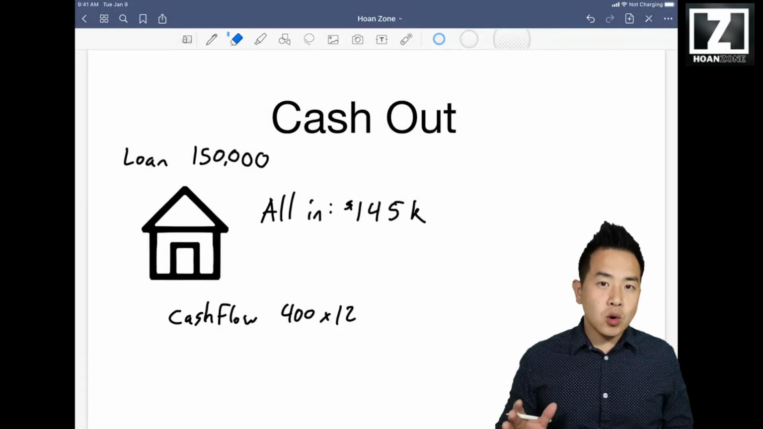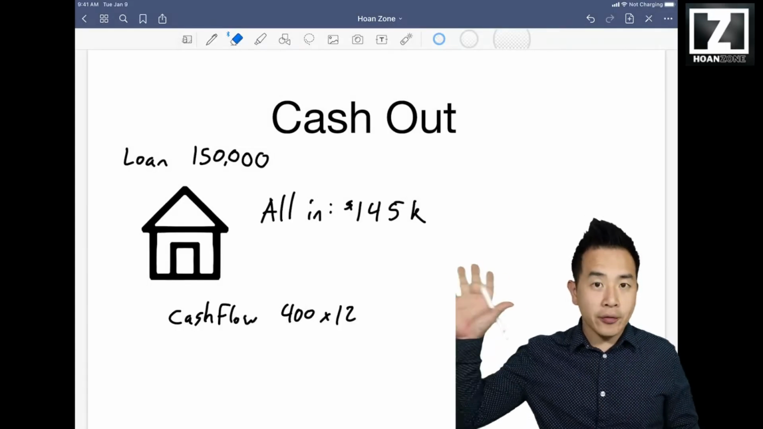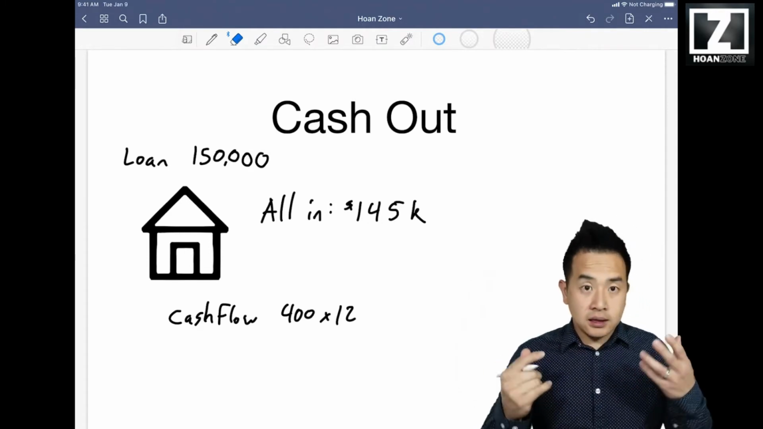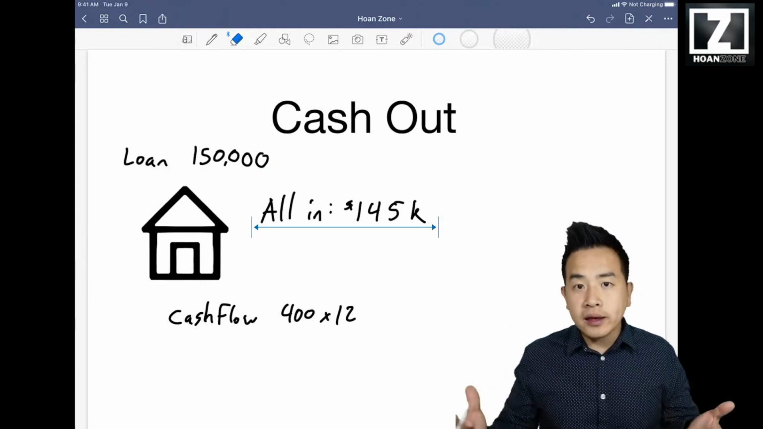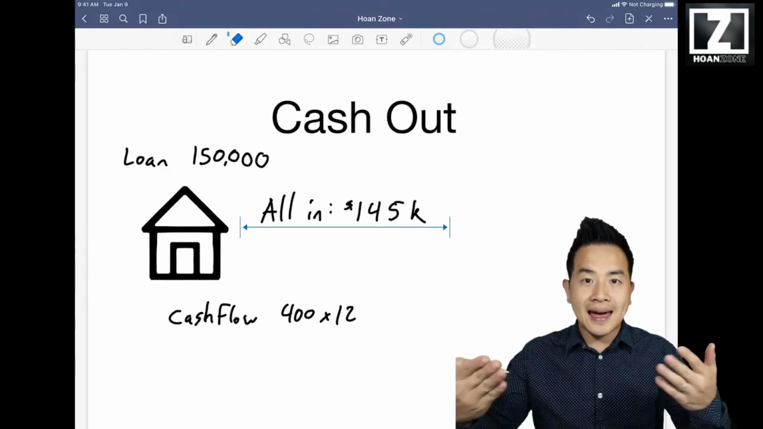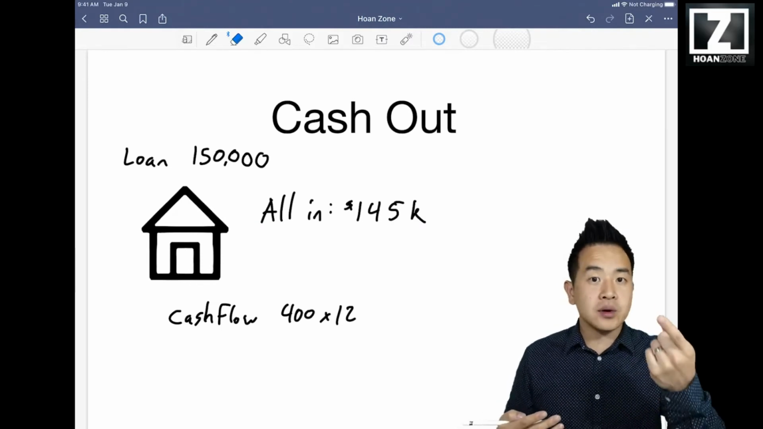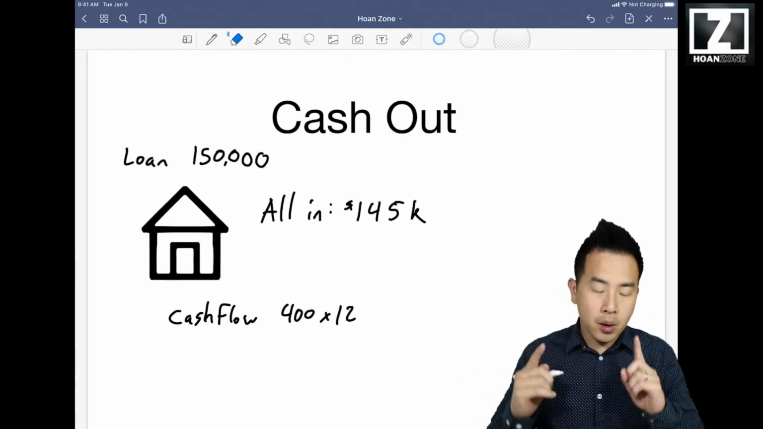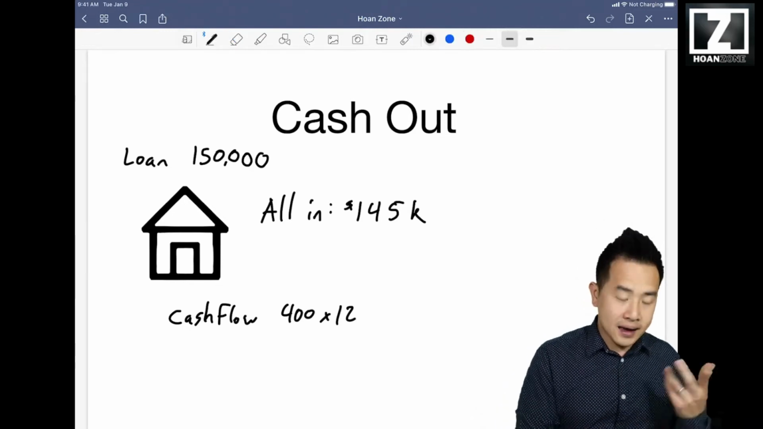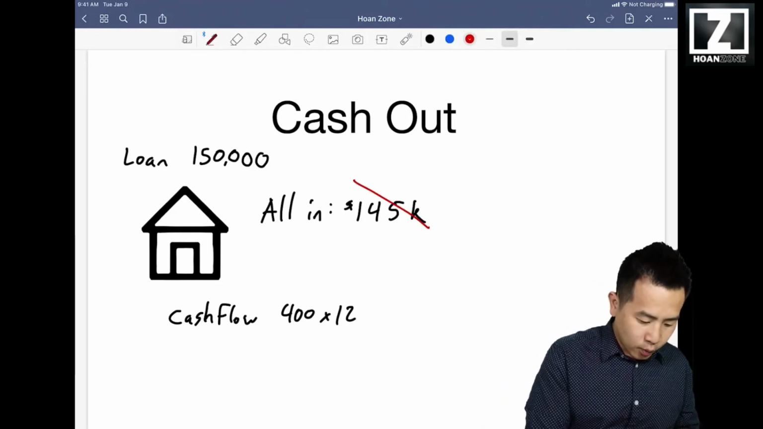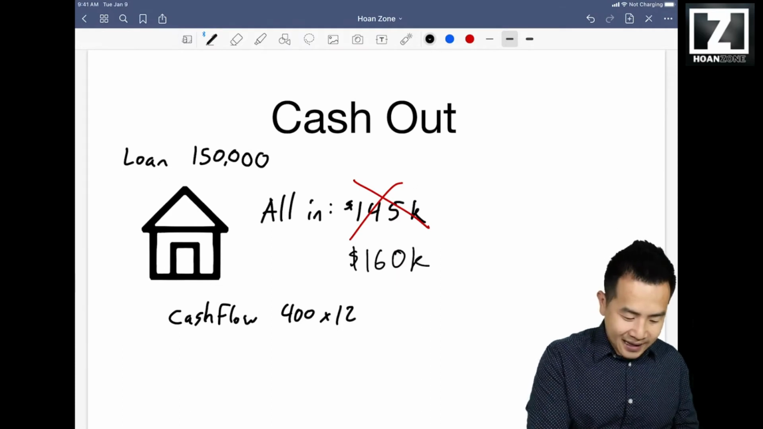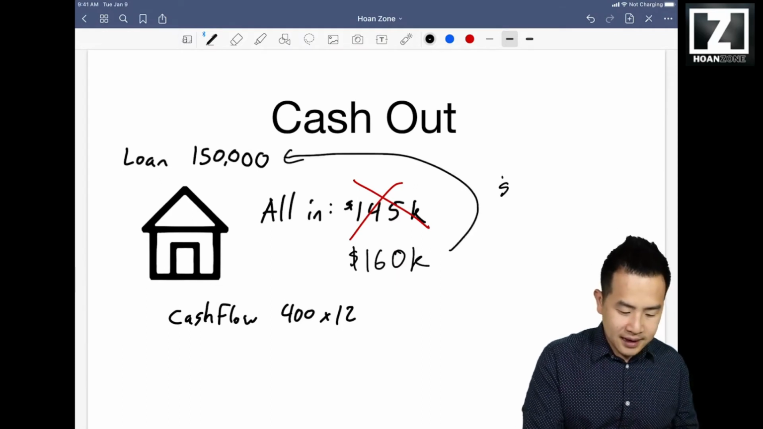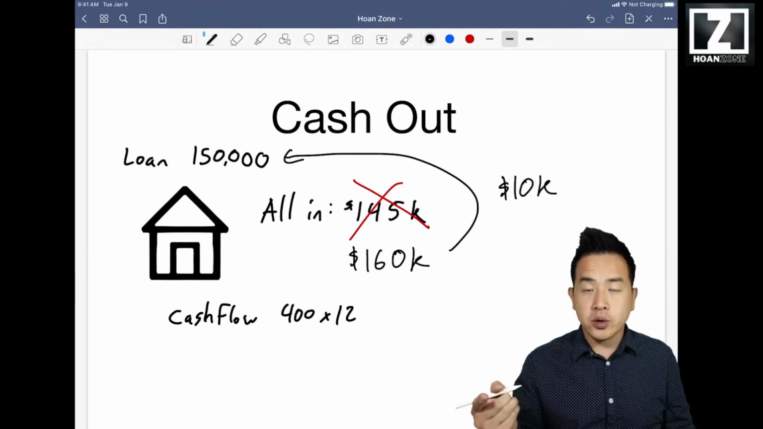All right, so I did want to go over a rule or a detail about the cash out rule. Now, in the slide, I said that the loan was going to be $150,000 from the bank, and we were all in for $145,000. That's where I would cash out $5,000 because I was $5,000 under the loan amount. But what if I was all in not for $145,000, but instead I was all in for, say, $160,000, which is $10,000 more than the loan amount.